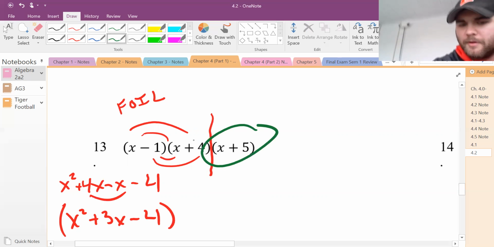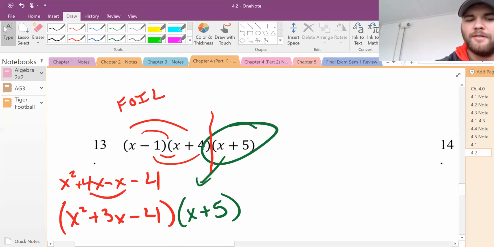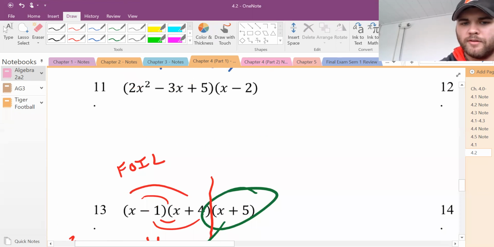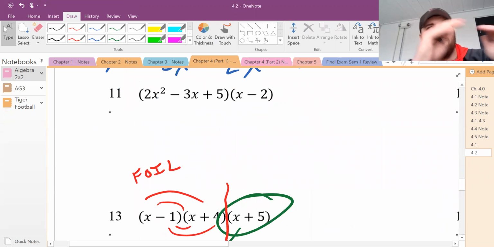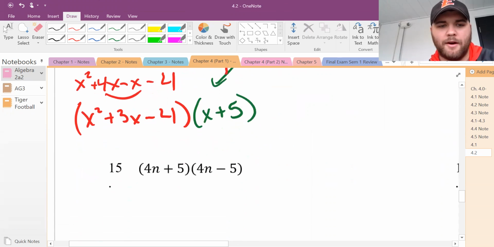Now, what do you think we're going to do with that x plus 5? Bring it straight down, right? So we have x plus 5. And now, doesn't that look like the one we just did? Okay, it's the same process. It's just you got to FOIL first and then turn it into a trinomial times a binomial. It's the same process. Okay, so let's just knock that one out.